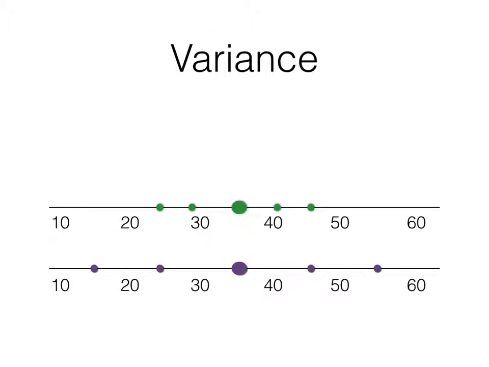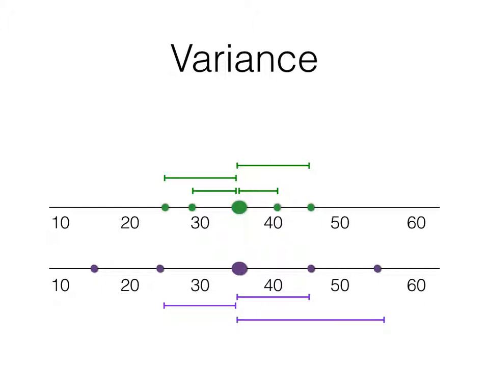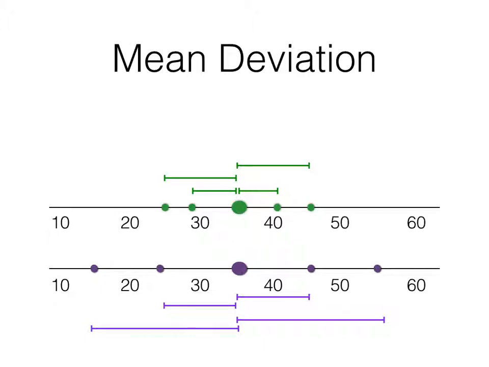Look at these two data sets. The large dots represent the means for each data set. For the first data set, look at how far the points are from the mean. I put in lines to show how far the distance is from the mean. Now we're going to do the same thing for the purple data points. There's that distance, larger distance, and another larger distance.